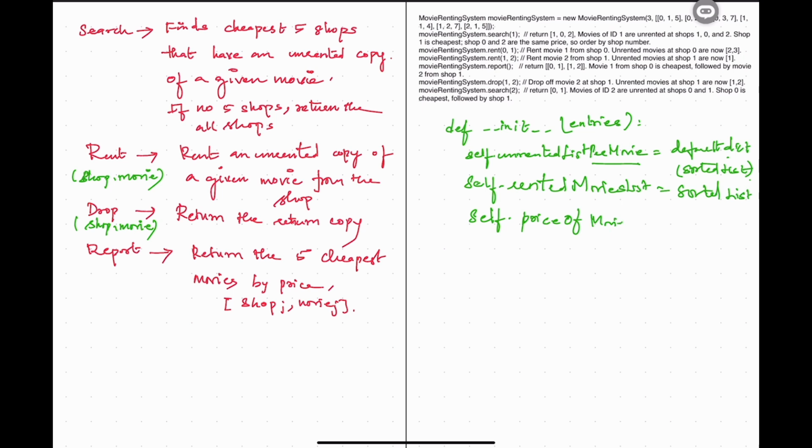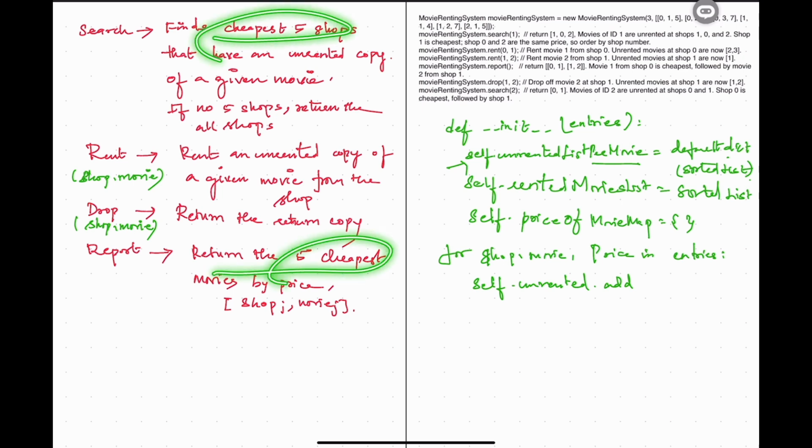Prices of movie map, I will have it as empty. Now I'll be traversing through each entry, which will have shop, movie, price. Now what we will be doing: all these go into the unrented list, so I'll be adding self.unrented.add. Everything should be based on the cheapest, based on the price. Now I have to do self.unrented of movie .add, based on the movie.